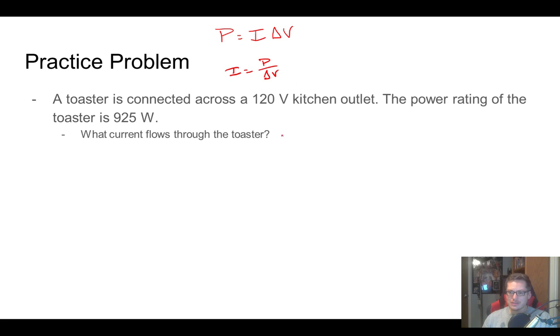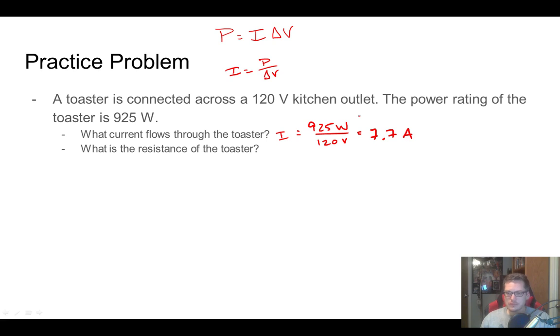So I is equal to our power, which is 925 watts, divided by our voltage, which is 120 volts. So we get 925 divided by 120. We get 7.7. And the current units are amps. So that's that one.